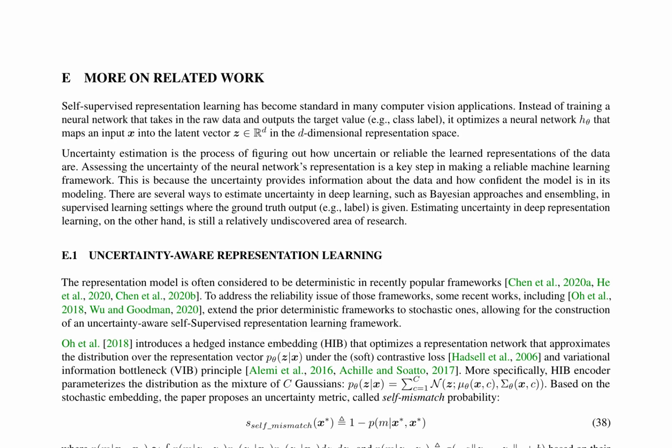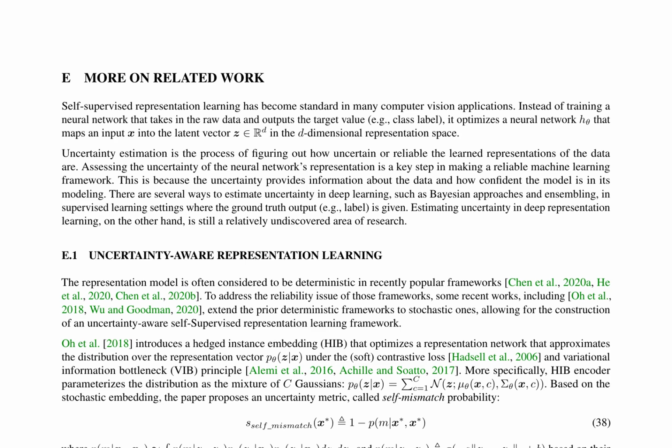For instance, Oh et al. 2018 introduced the hedged instance embedding, HIB, which optimizes a representation network approximating the distribution over the representation vector p_theta(z|x) under the soft contrastive loss and variational information bottleneck principle. HIB's encoder parameterizes the distribution as a mixture of C Gaussians, and the paper proposed an uncertainty metric called self-mismatch probability, interpretable as the expectation of the distance between 2 points randomly sampled from the output distribution.